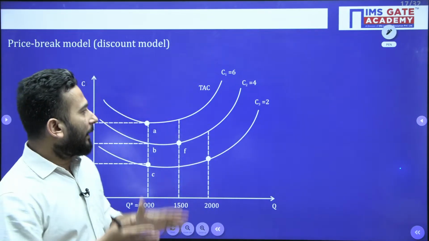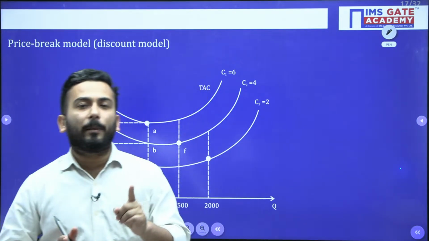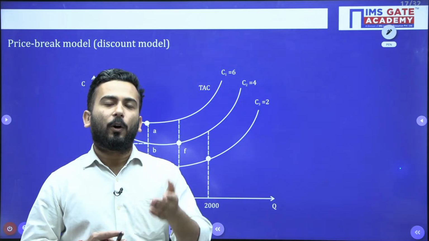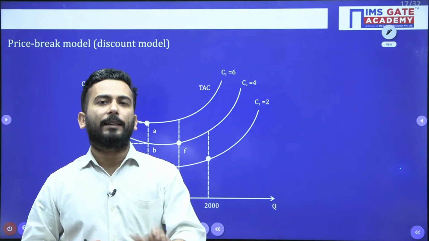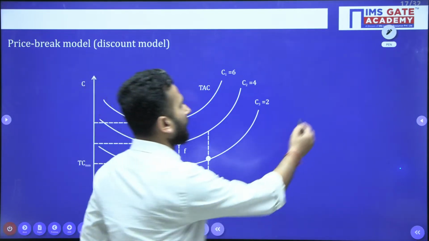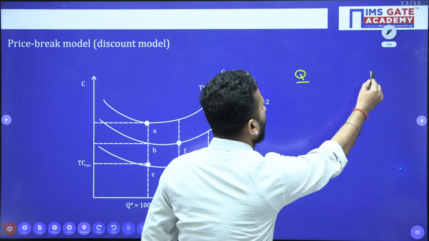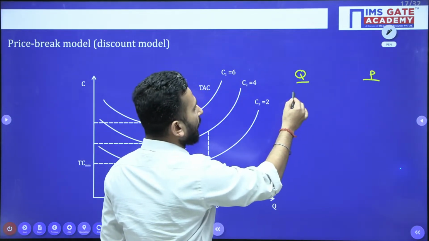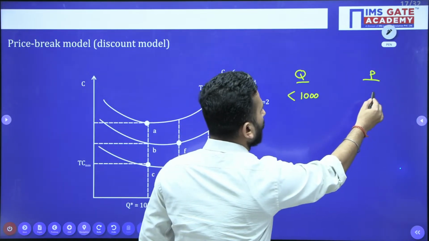As of now, in the discount model, what do you have to remember? You have to remember that you always start from the least unit price. Suppose I am just giving you an example. This is Q and this is your unit price. Suppose less than 1000, the unit price is rupees 6.